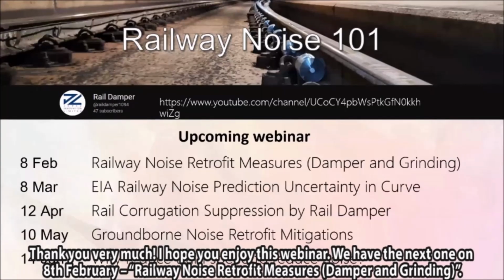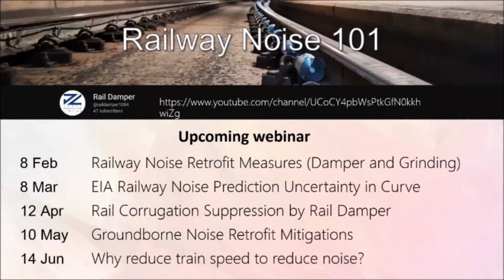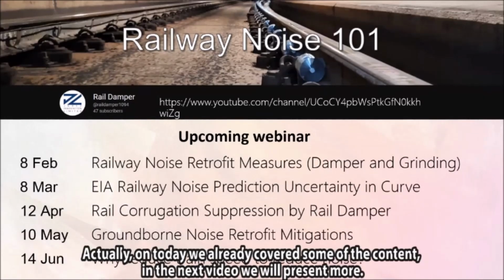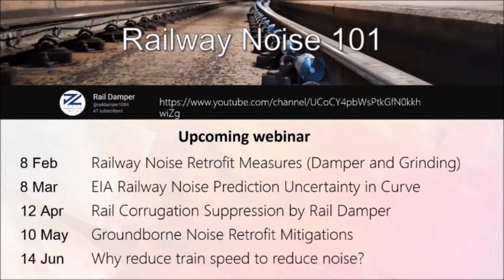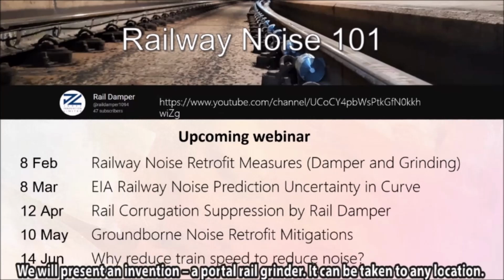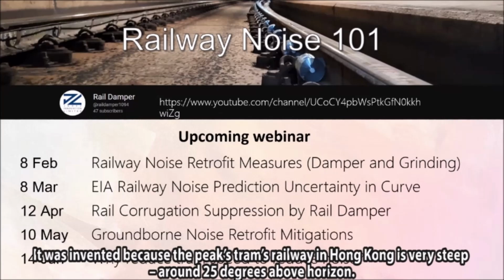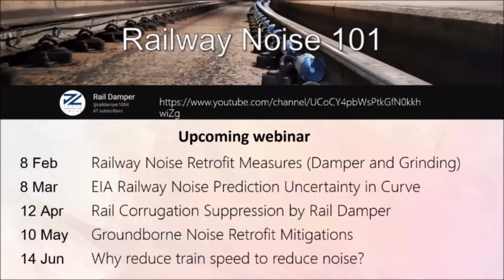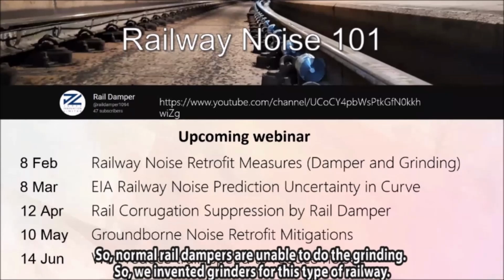The next one is on railway retrofit measures, damper and grinding. Actually, today we already covered some of it. So in the next video, we would present more. We would present an invention, a portable rail grinder. It can be taken to whatever location. It was invented because in the peak tram in Hong Kong, the rail is very steep, around 25 degrees. So a normal rail grinder is not able to do the grinding there. So we invented a grinder for grinding this type of rail.